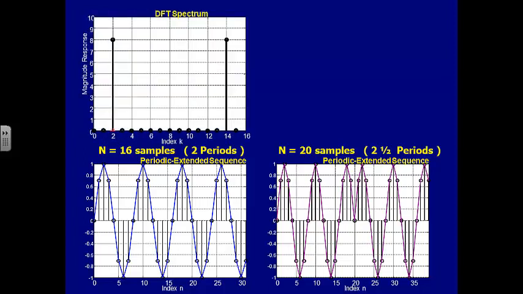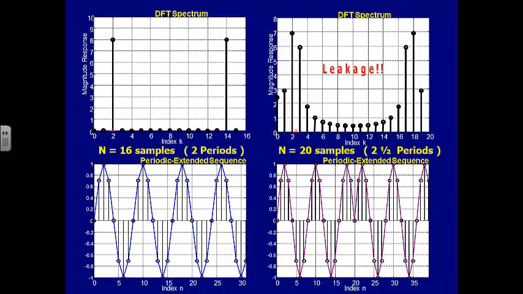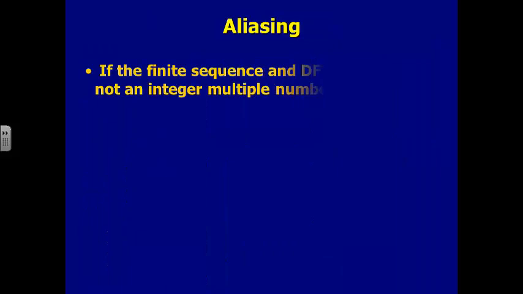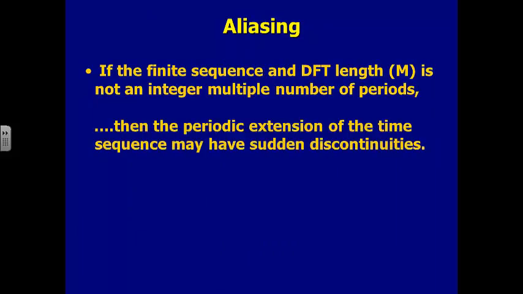So if we take the DFT of this, boom, beautiful. Take the DFT of this, leakage. All right? Because the DFT is the spectrum of the periodically repeating version of the signal we gave it samples for. It's not good. So what do we do? If you don't have an integer number of periods for a periodic signal, then the periodic extension may have sudden discontinuities.